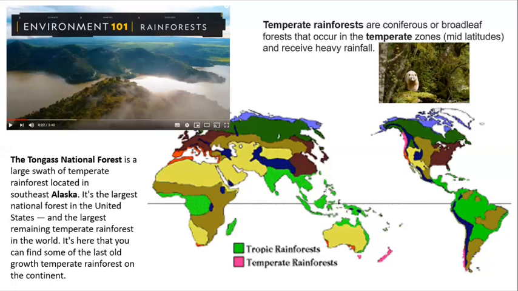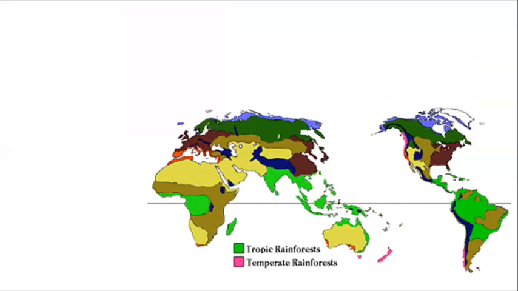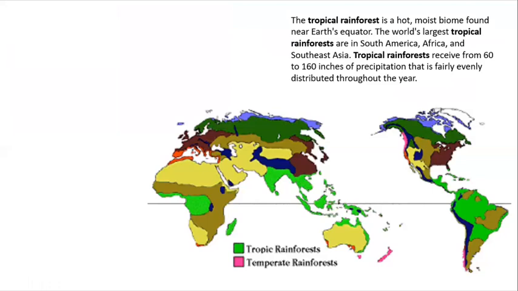Okay, now have that in mind, because now we're going to have a quick look at what a tropical rainforest is. It's a hot, moist biome found near the Earth's equator. So its location is completely different to the mid-latitudes. As the world's largest tropical rainforests are found in South America, Africa, and Southeast Asia, as you can see on the map. The tropical rainforests receive from 60 to 160 inches of precipitation. That's just the rainfall, and it's fairly evenly distributed throughout the year. So I wonder if the temperate rainforest received a similar amount of rainfall or whether they are different.